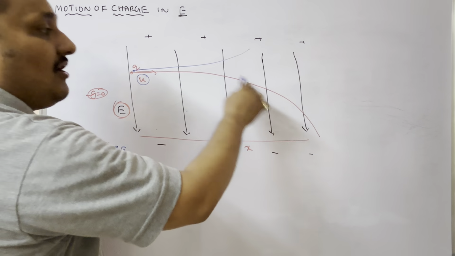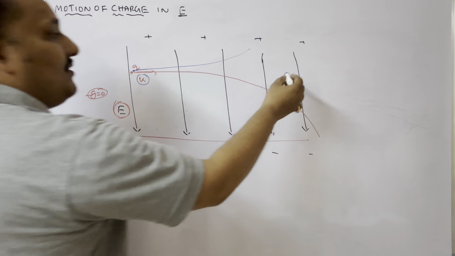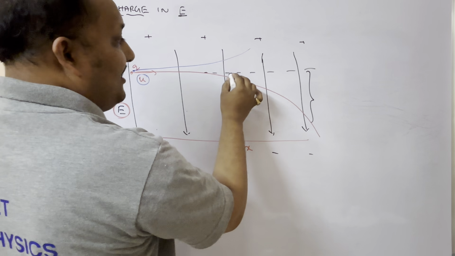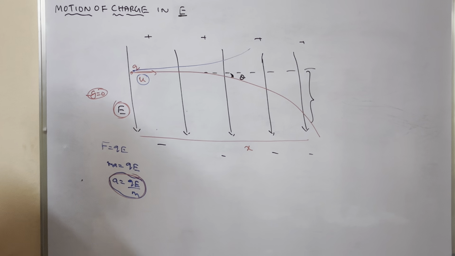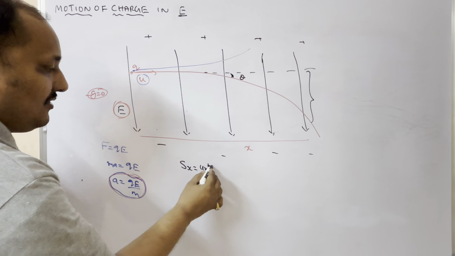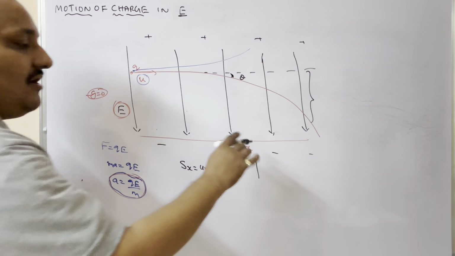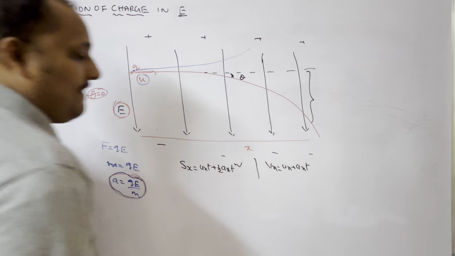Now, what is the horizontal distance? What is the vertical distance it is going to cover? How are we going to calculate all this? And how much angle, the deflection, is it going to show? So, same like projectile motion we are going to take. If you want horizontal distance, Sx equal to uxt plus half axt square. If you want horizontal final velocity, Vx equal to ux plus axt.